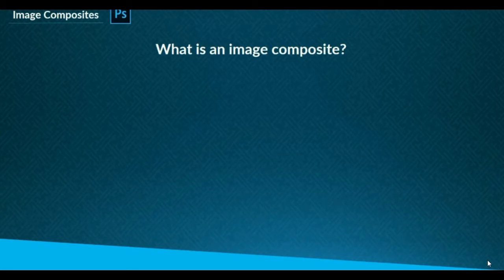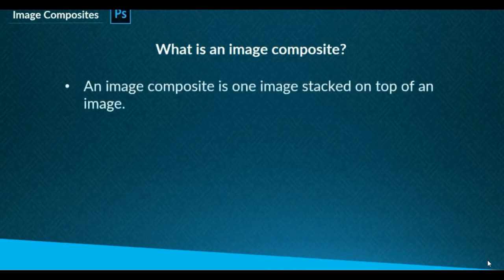practical. So, for anyone unsure on what an image composite is, or anyone too shy to type in and ask, because there are always one or two people out there who are a little bit unsure, we'll break it down for you. An image composite basically is one image stacked on top of another image. You've already seen it.